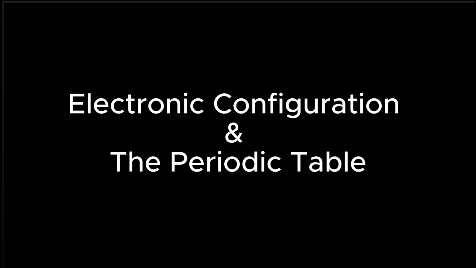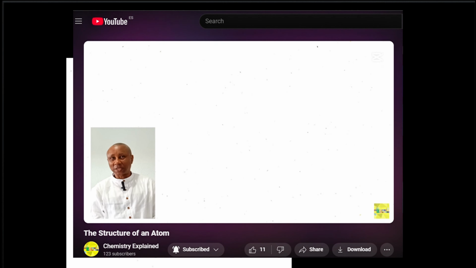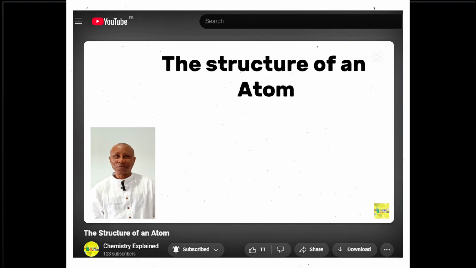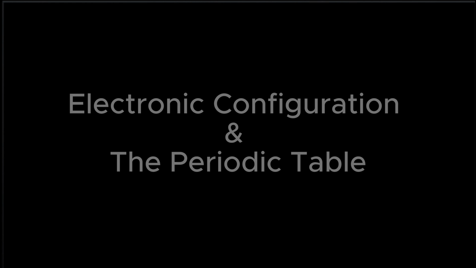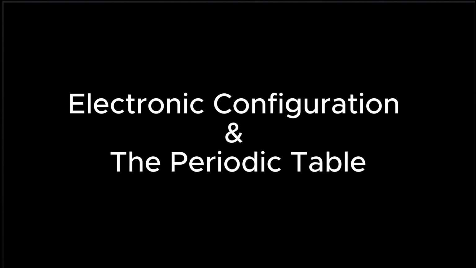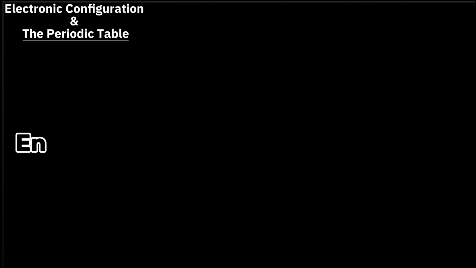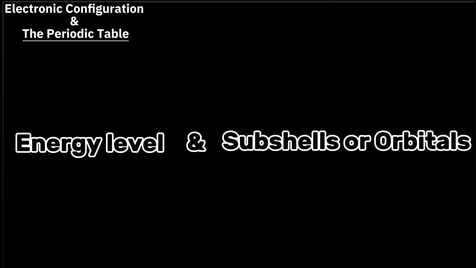Today we're looking at the electronic configuration and the periodic table. In part 6 of our series, we looked at the structure of the atom. You need to watch that video to see the details of the atomic structure. Electronic configuration, which we're looking at today, is important in understanding the periodic table. We need to look at the energy levels, subshells, or orbitals to understand electronic configuration.